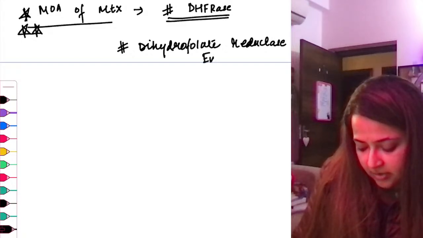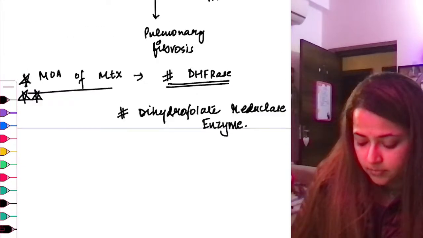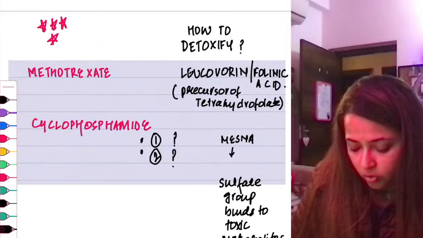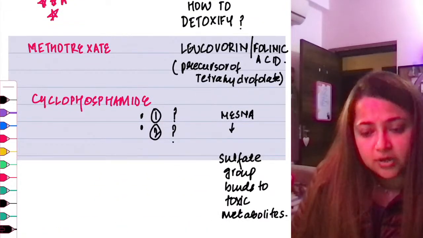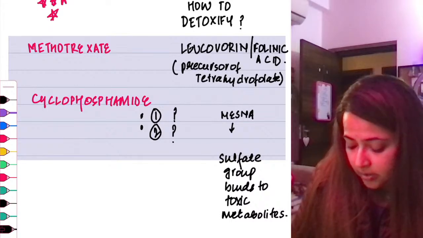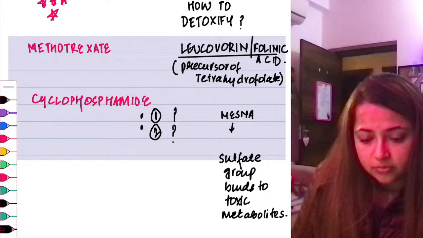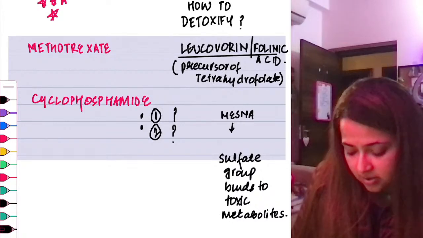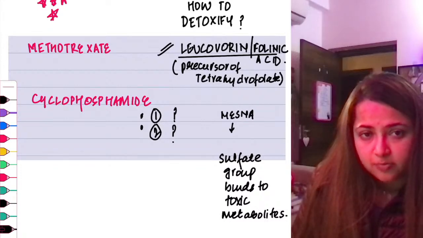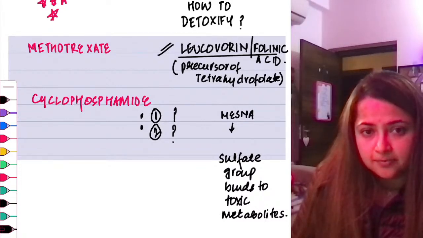Dihydrofolate reductase enzyme. Okay. Another point. So it is an antifolate drug. So how are you going to cope with the side effects produced by methotrexate, or the bone marrow suppression? The rescue therapy is that you give leucovorin, or folinic acid. This leucovorin is a precursor of tetrahydrofolate. Remember this point. So this is the detoxifying agent for methotrexate.